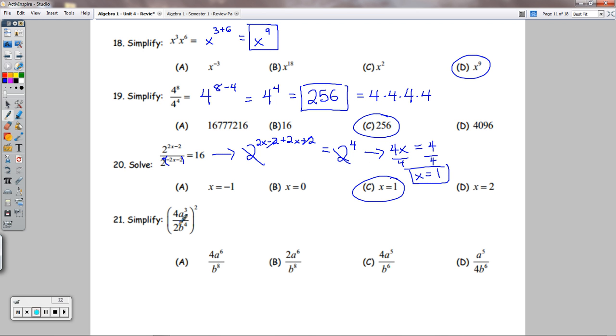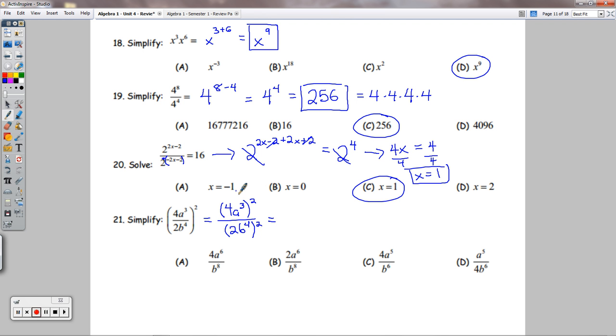For 21, you could either reduce the 4 and the 2 right away, or you could wait until later. I'll wait until later. If you want to reduce now and just call it 2a to the third divided by b to the fourth, that works just as well as what I'm about to do. But if we're taking a fraction to a power, you can take each piece and raise it to the second power, since it's a 2 right there. So we have each piece, make that 4 a little better looking, that's better, to that power.